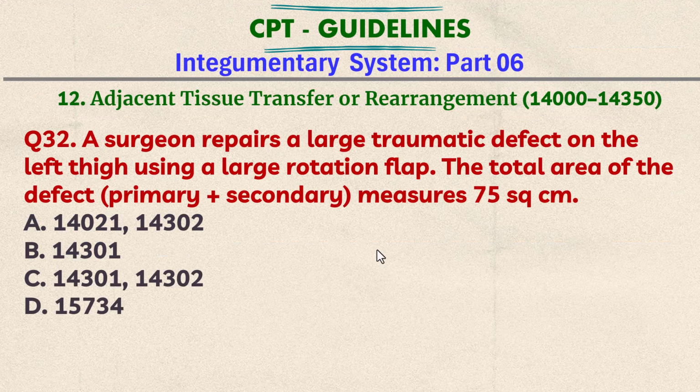Question number 32. A surgeon repairs a large traumatic defect in the left thigh using a large rotation flap. The total area of defect, primary and secondary, measures 75 square centimeters. So what are the CPT codes? There are 4 answers available. Take your CPT code book and find the answer. In this case, this is a repair using the large rotation flap, and the primary and secondary defects altogether measure 75 square centimeters.